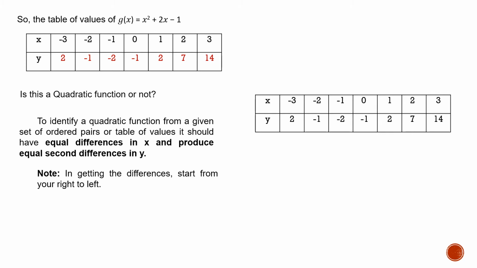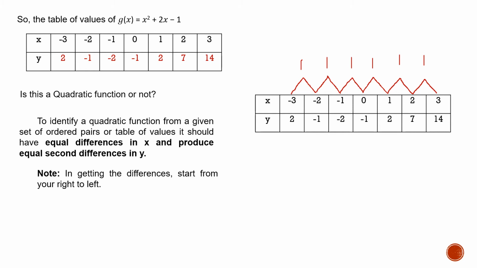Okay, let us first determine the differences in x. We have 3 minus 2, 1. 2 minus 1, 1. 1 minus 0, 1. 0 minus negative 1 is also equal to 1. Negative 1 minus negative 2, 1. Negative 2 minus negative 3, that is also equal to 1. So as you can see, it produces equal differences in x. Let's now determine the differences in y.